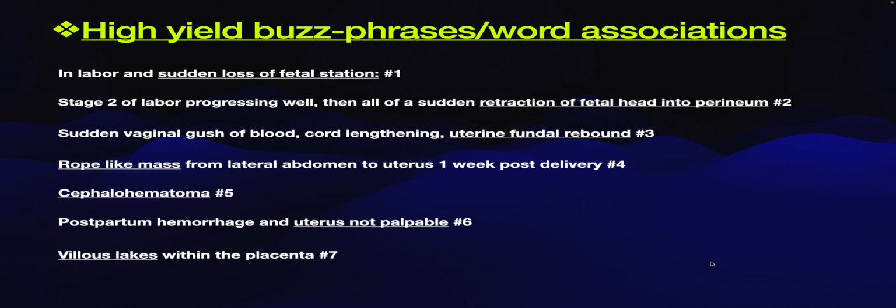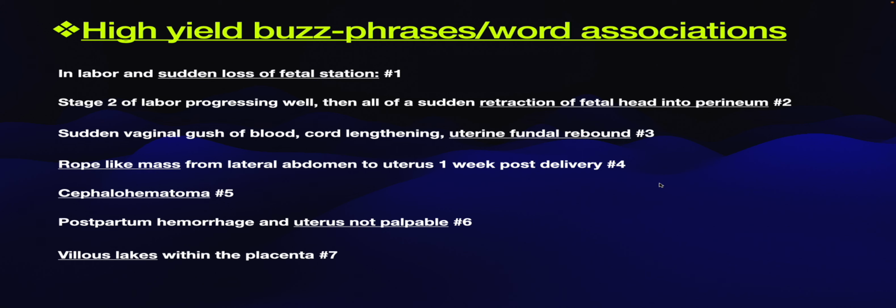Okay, almost there. A couple high yield buzz phrases or word associations that I just thought would be fun to have at the very end. So when you're in labor and you have a sudden loss of fetal station, we are thinking about uterine rupture. In stage 2 of labor, progressing well, and all of a sudden we have the retraction of the fetal head into the perineum. This is known as the turtle sign, and it is often, or pretty much always, associated with a shoulder dystocia.